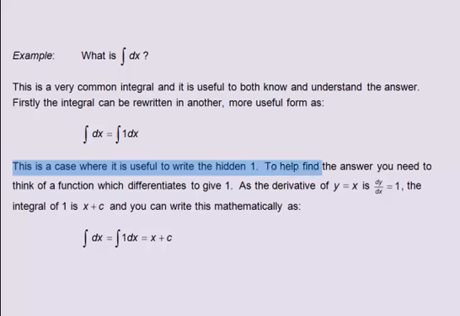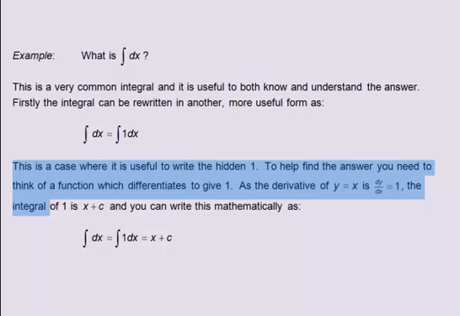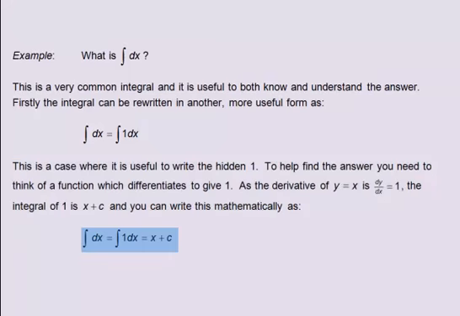To help find the answer, you need to think of a function which differentiates to give 1. As the derivative of y equals x is dy by dx equals 1, the integral of 1 is x plus c, and you can write this mathematically as the integral of dx equals the integral of 1 multiplied by dx, which equals x plus c.